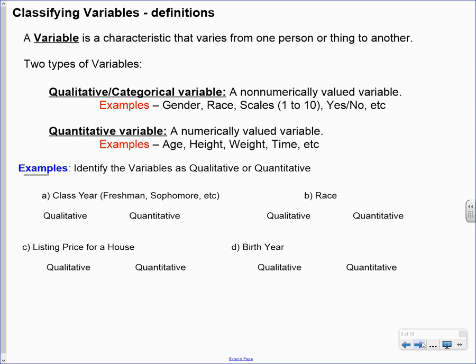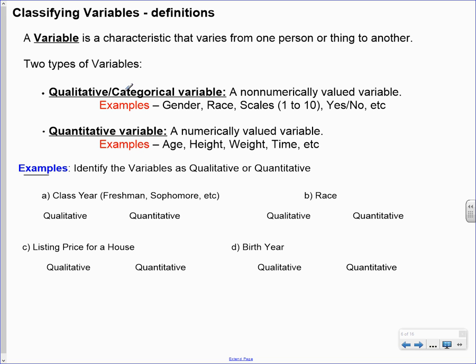Okay, some more definitions that we go through, and that's what we do a lot in this first section, just getting some definitions out of the way so we can start actually calculating some statistics. So we have a variable, just in general, as a characteristic that varies from one person or thing to another. There's two types of variables that we talk about. We have quantitative and qualitative. Qualitative are also called categorical. They're the same thing, just two different words for the same thing.